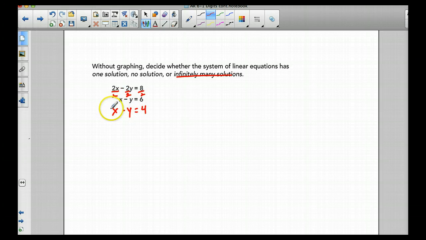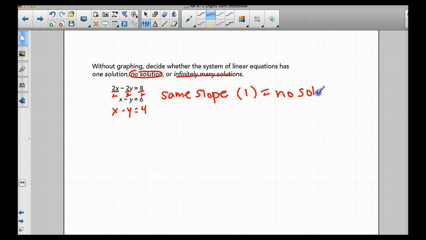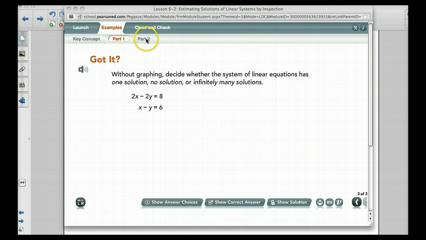But what we do notice is they have the same slope. Remember, the slope is whatever is in front of this x. And in this case, both have that invisible 1 in front of this x. So we know that there is no solution because they have the same slope. So, same slope. In this case, it's 1, equals no solution. Now that we've written that answer, we can go to part 2.